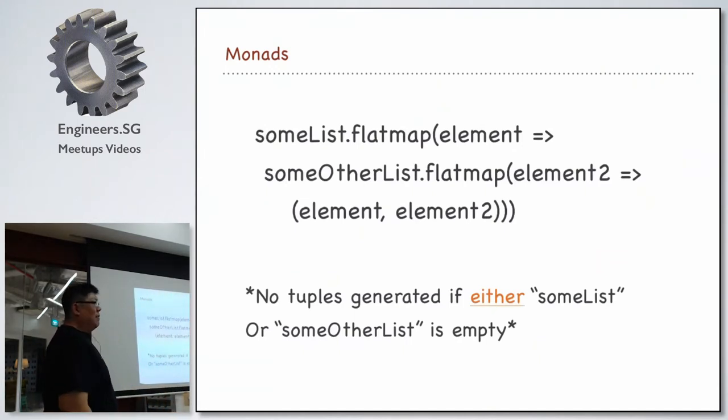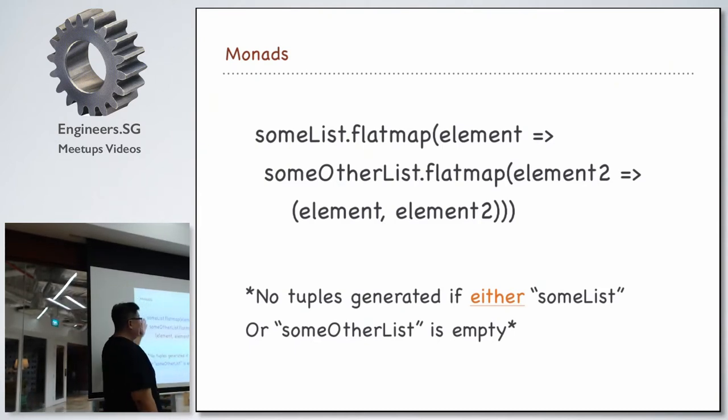Monads is nothing more than flat maps. You're just flat mapping something. You must have done this, right? Have you done this before? You have some list, you flat map, and you say, oh, I have two lists. I want to create tuples of this list. I go through them, I iterate, and I create a tuple. I always do this. Now, the nice thing about flat maps is it actually helps you to short-circuit your computation because this can never be created if either this or this is empty, right? So it's a nice way to say something about your computation.